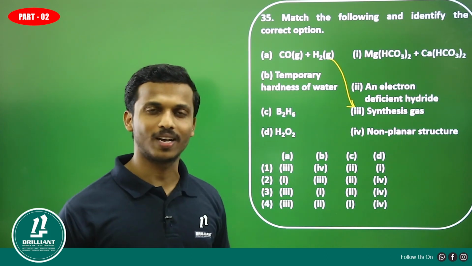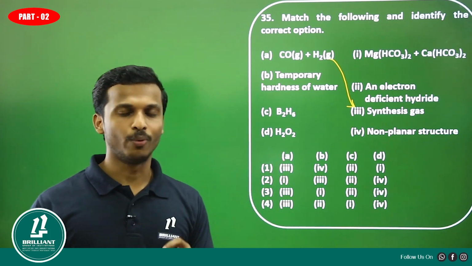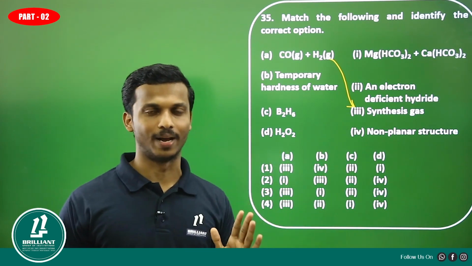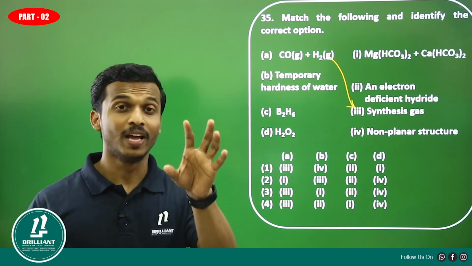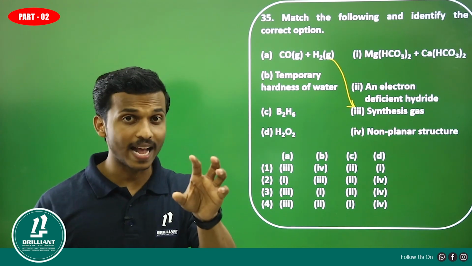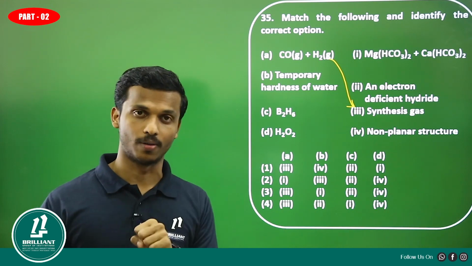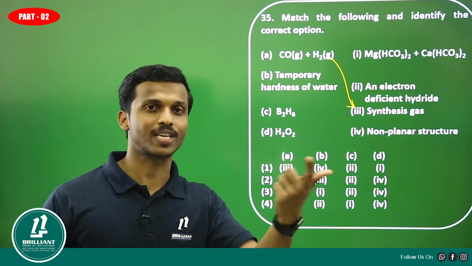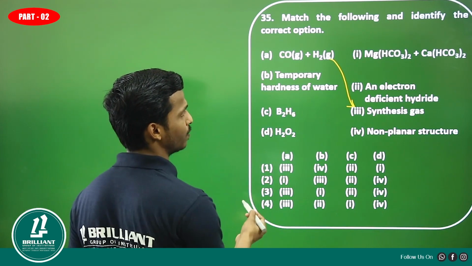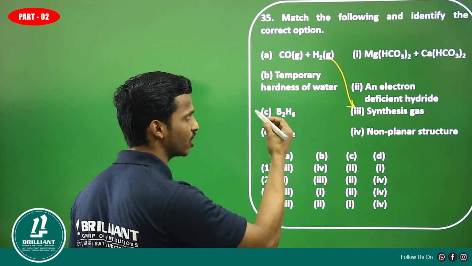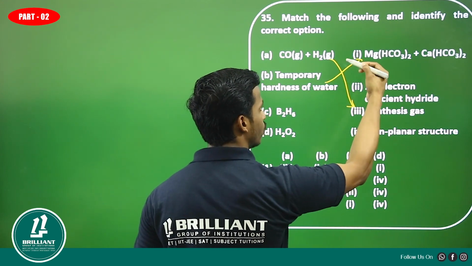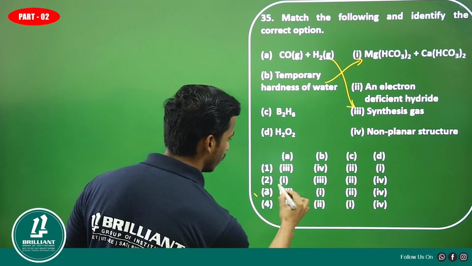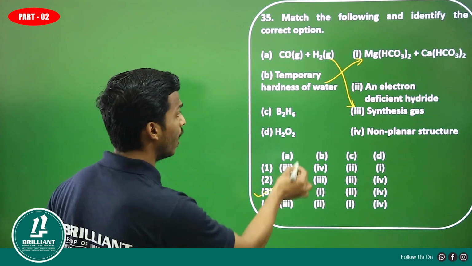Temporary hardness of water, from the chapter hydrogen, grade 11. We studied 2 types of hardness of water, temporary and permanent. Temporary hardness is because of calcium and magnesium present as their bicarbonate salts, right? What is permanent? Calcium and magnesium present as their chlorides or sulfates, right? So temporary hardness is because of magnesium and calcium present as bicarbonates. So A3, B1. Only one answer is given with that, the third one. Let's check C also.